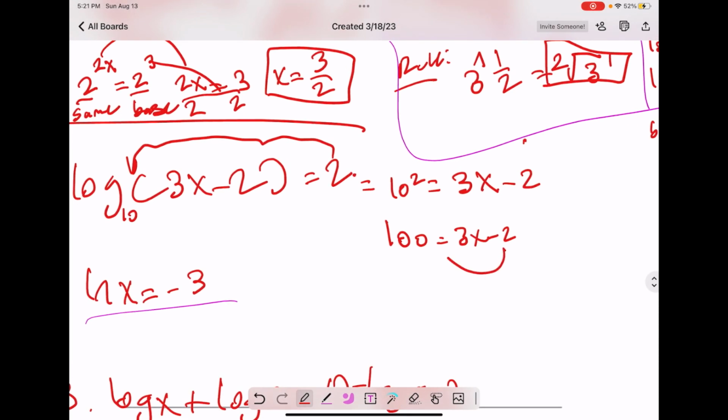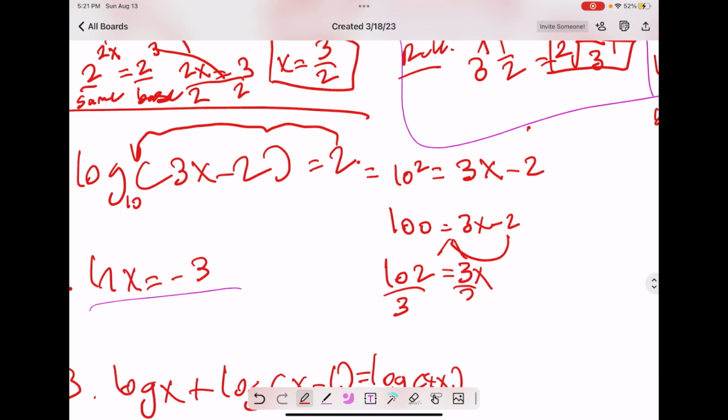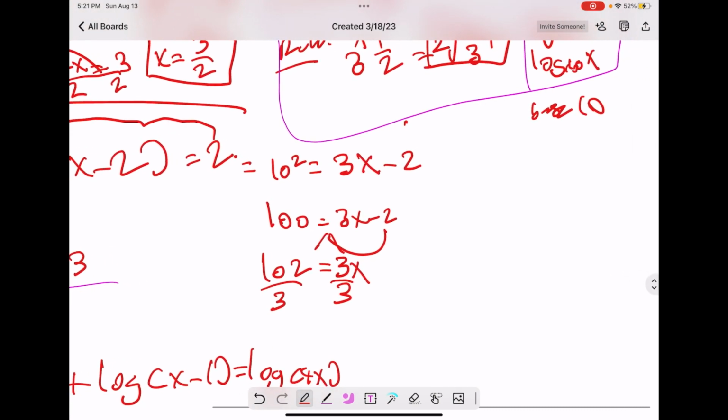We add the 2 to the 100, sorry, we add it to the other side. So we get 102 equals 3x. If we divide by 3, 102 divided by 3 is equal to 34. So we get x equals 34, and that is our final answer.